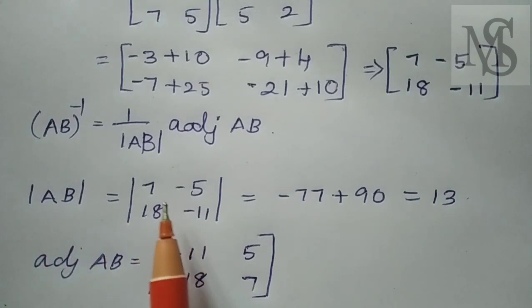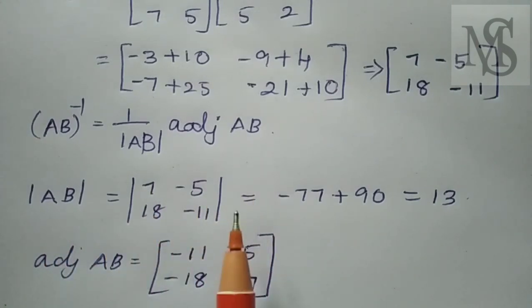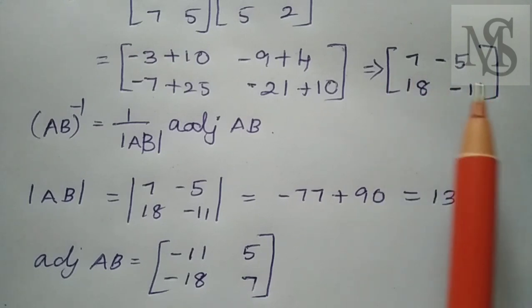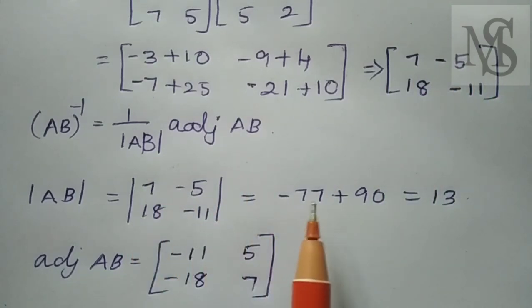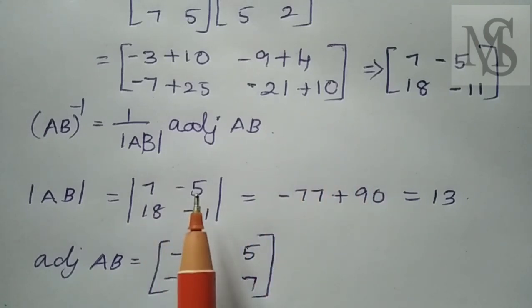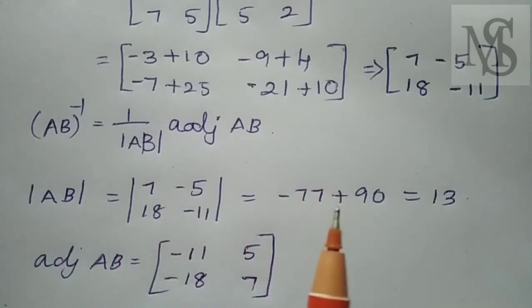Modulus AB is equal to the matrix, but it is written inside the determinant. The matrix of AB, but it is written inside the modulus. 7 into minus 11 is minus 77, minus 5 into 18 is minus 90. That minus and minus will become plus 90. So if we solve this, we'll get 13.